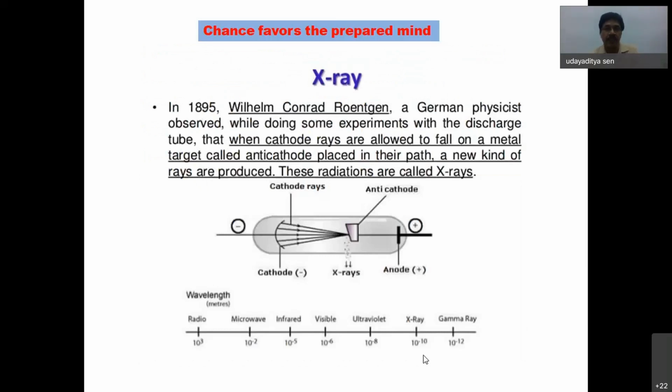Röntgen was working with a discharge tube, and he saw that a cathode ray, when it falls on a metal called an anti-target, produces an unknown kind of ray, and he called it X-ray. And later it was found that the wavelength of this ray is of the order of an angstrom.